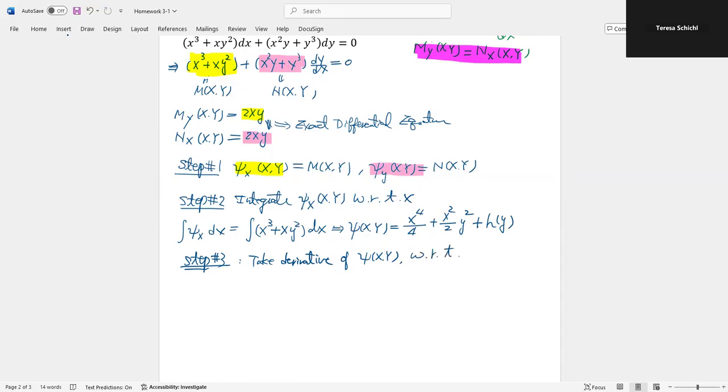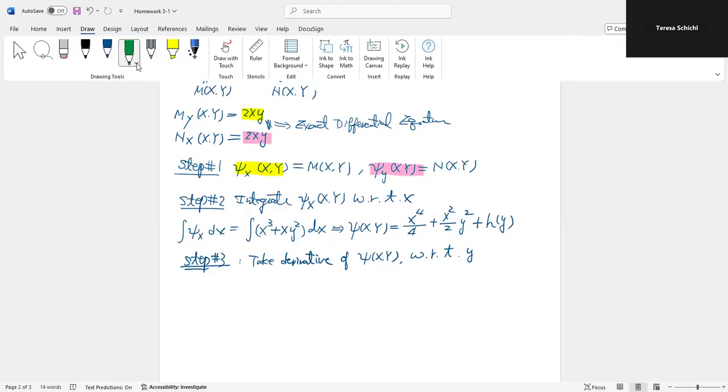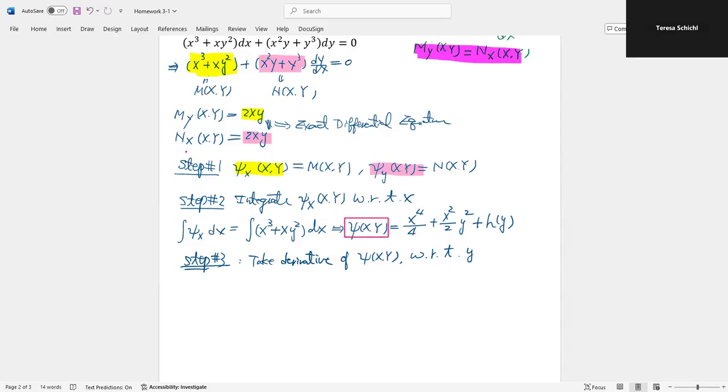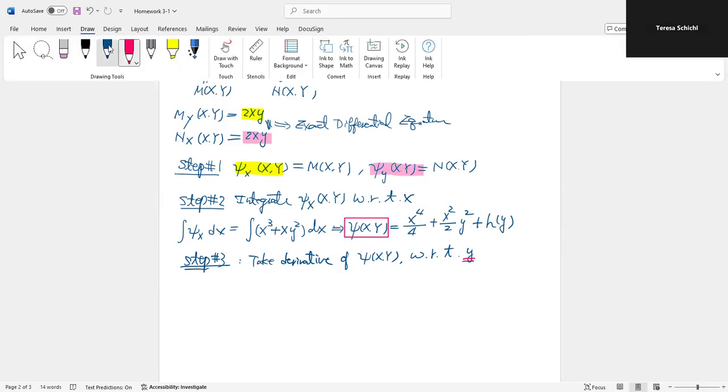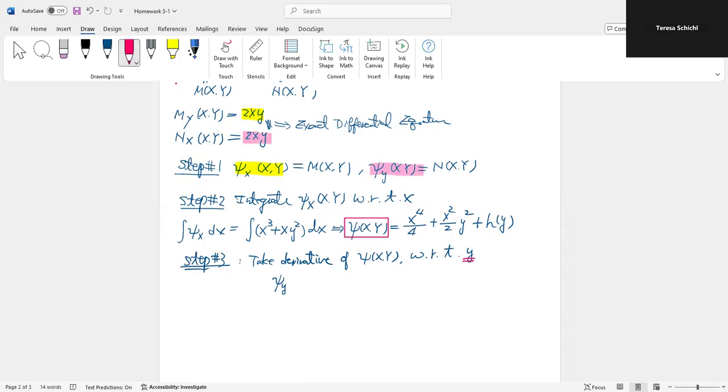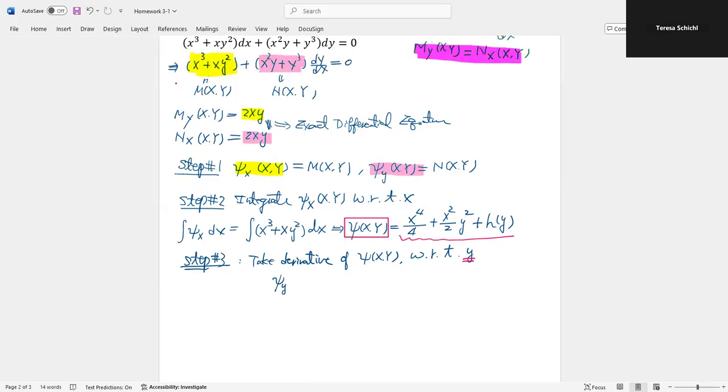y here. So be careful here, right? This is my Φ(x,y). Now I want to take a derivative with respect to y. So what I get here is the partial derivative of Φ with respect to y. Now I am taking a derivative of these terms with respect to y, so x is a constant here. So x to the fourth over 4 disappears.